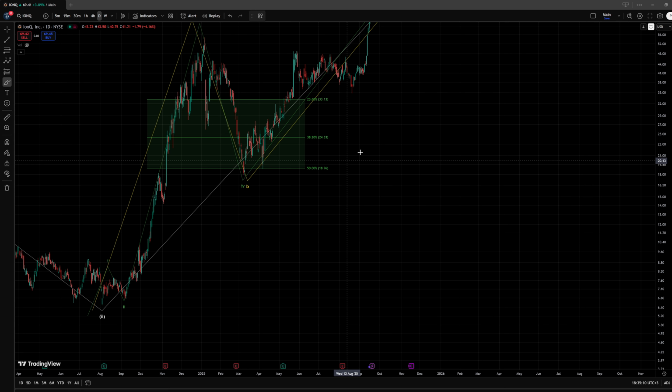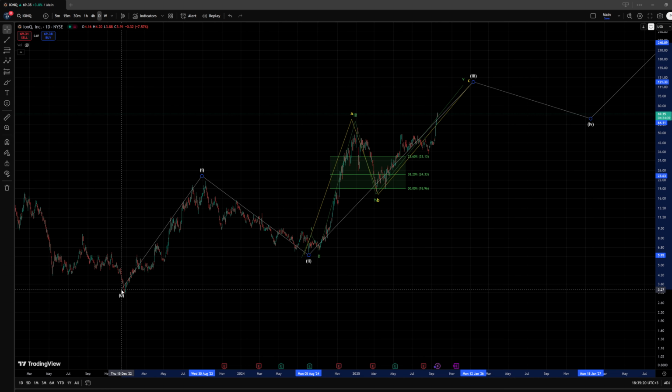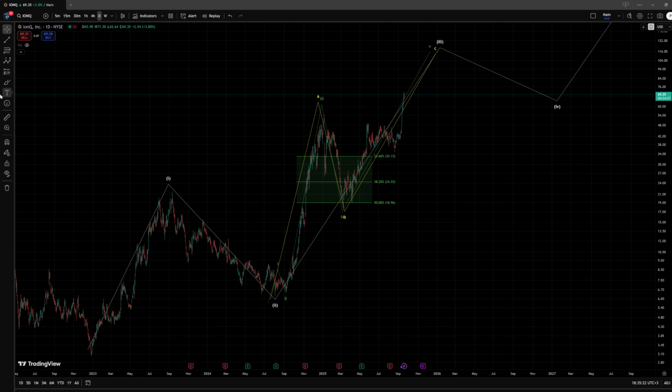But really, again, it doesn't matter if we look here on the larger time frame. It doesn't matter whether we are tracking the diagonal structure that we have here internally within the yellow scenario in an ABC pattern, or if we are tracking the impulse where we have in the green interpretation here a 1 2 3, fourth and the fifth.